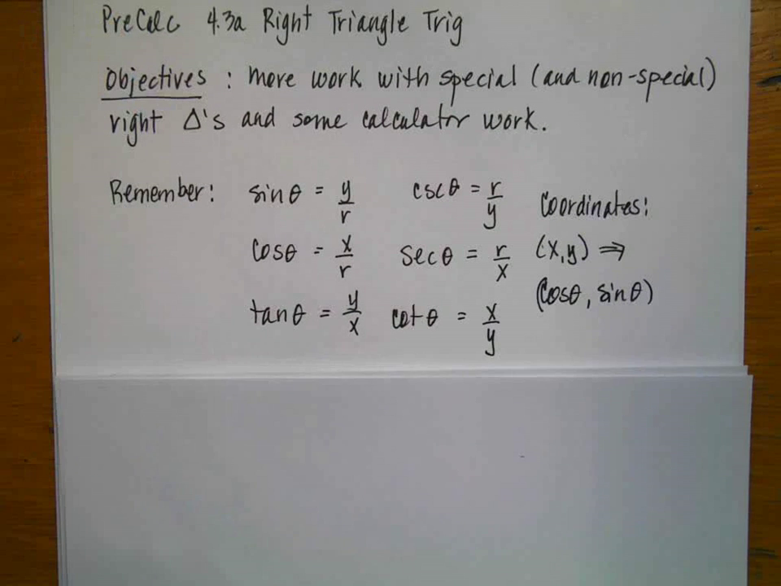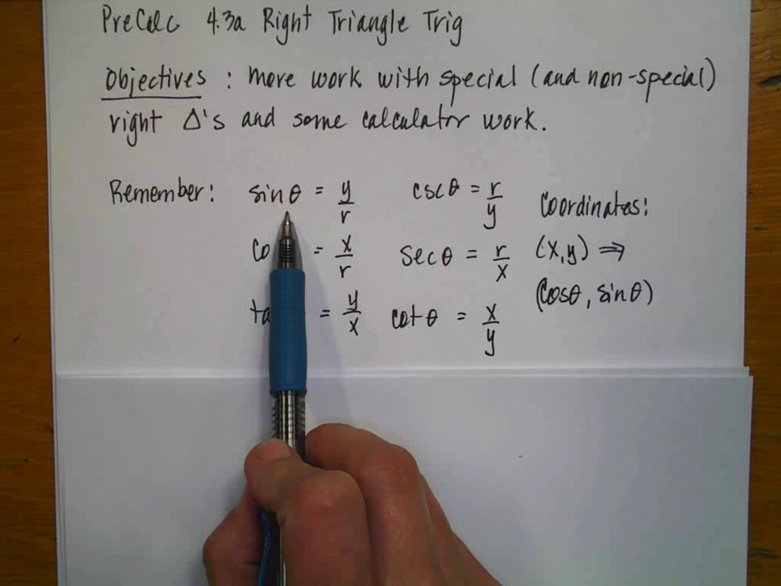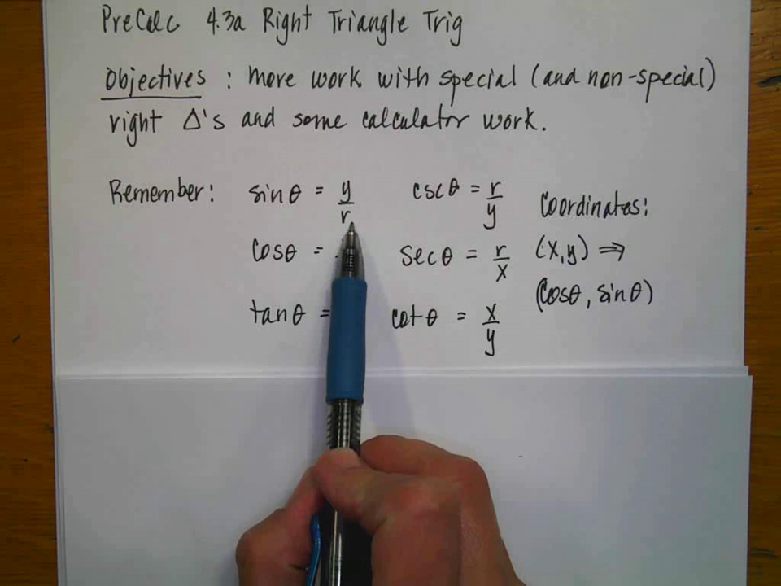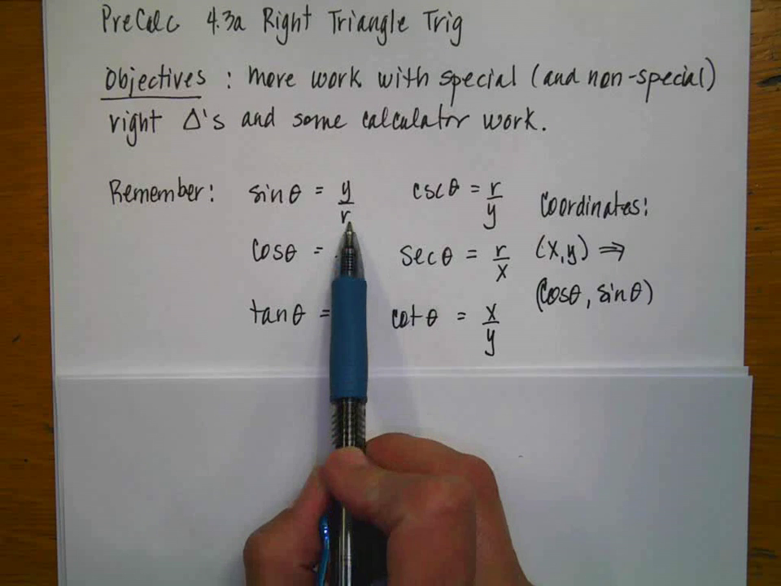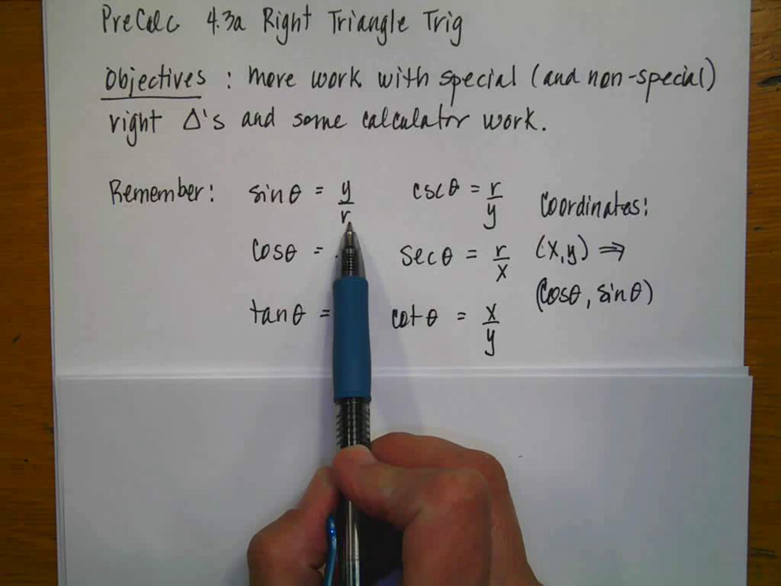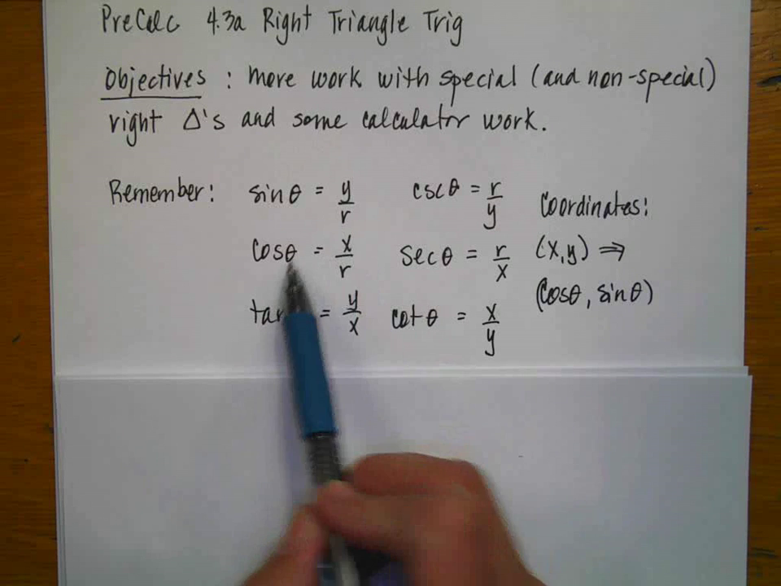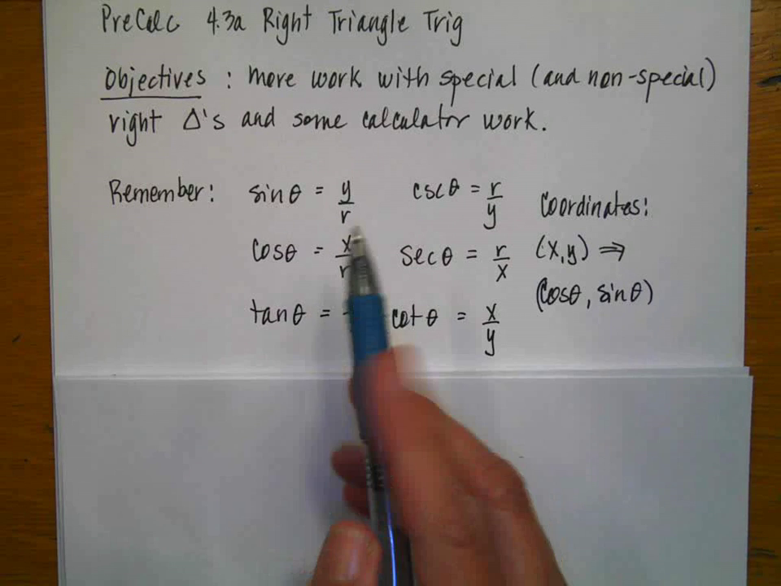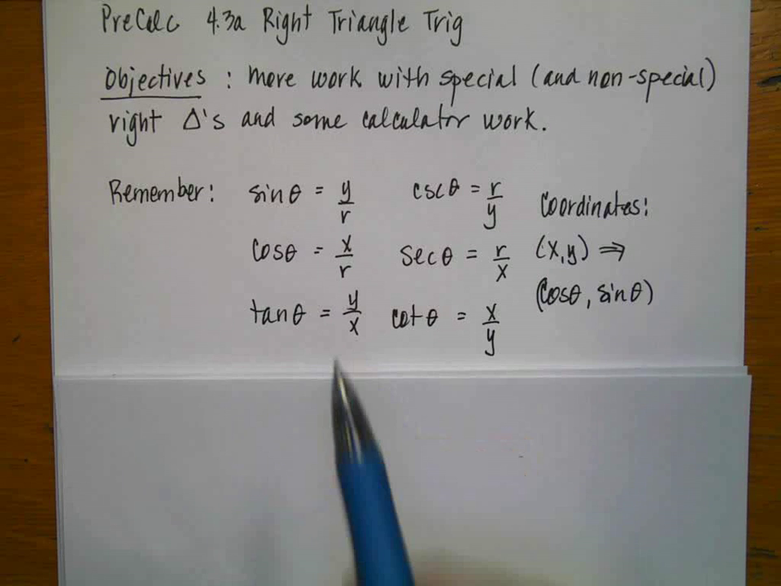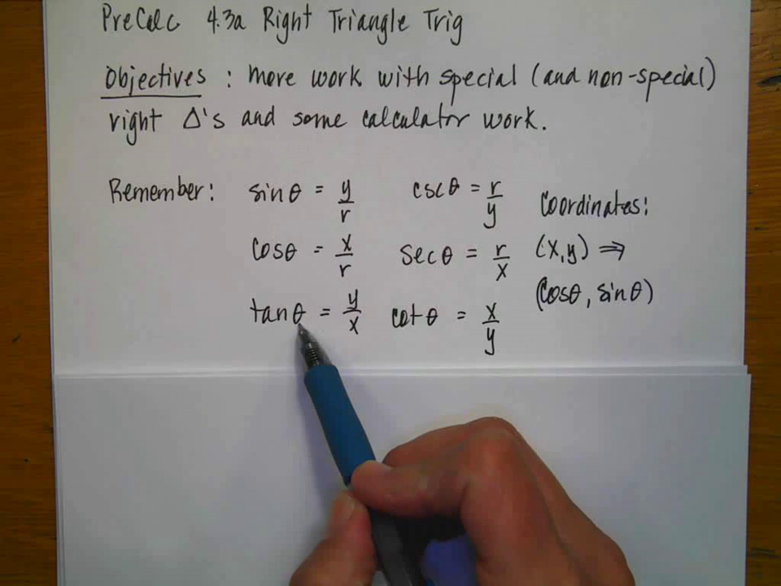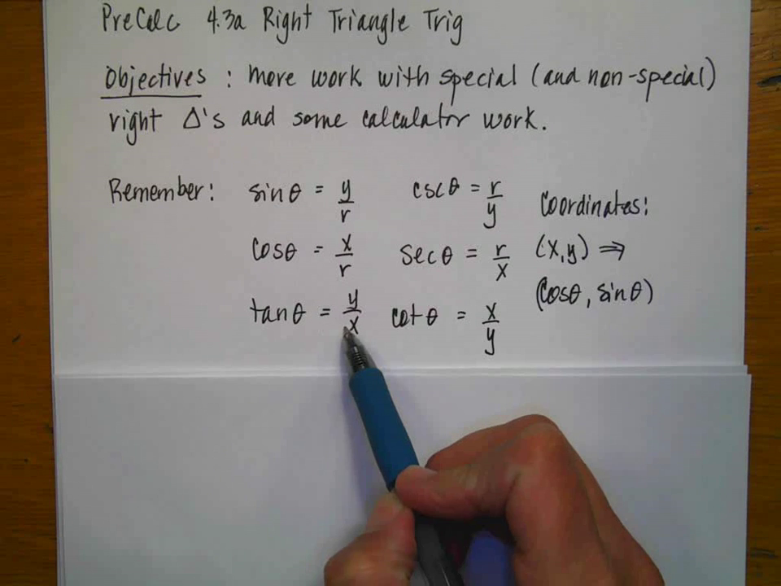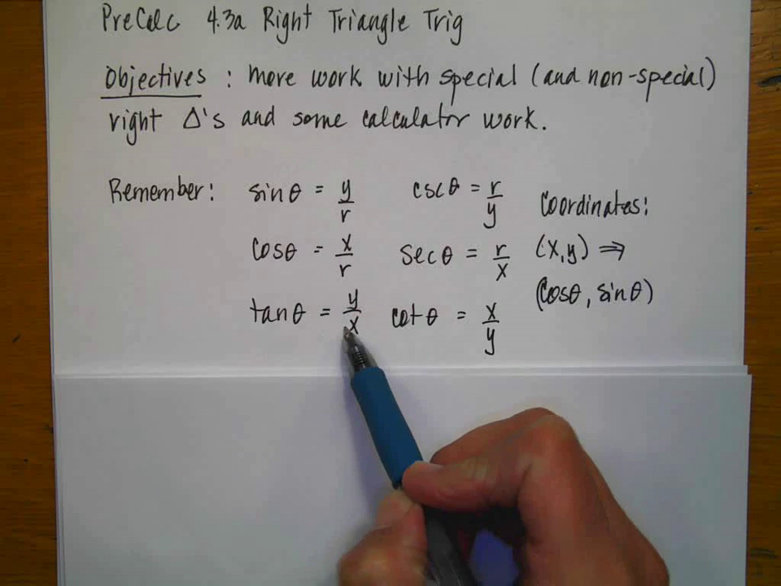So remember, for right triangle trig, the sine of theta is y over r. We used to say opposite over the adjacent. Now we use big kid math, y over r. Cosine is x over r. Tangent is y over x. And if you'll notice, that means that tangent is also sine over cosine. So that's kind of cool.